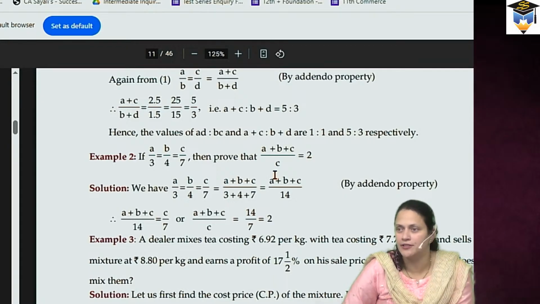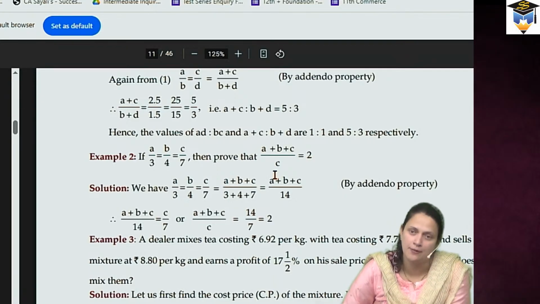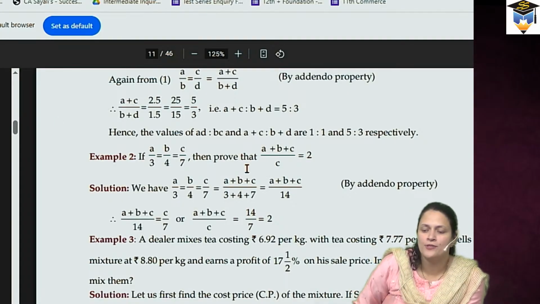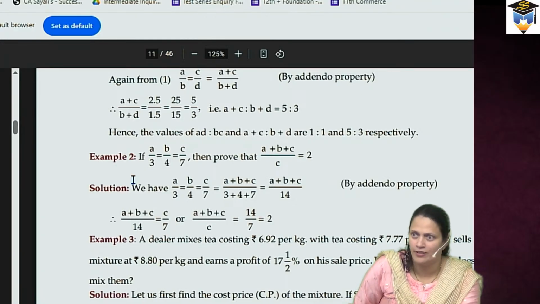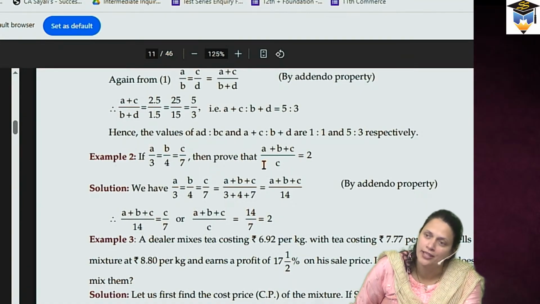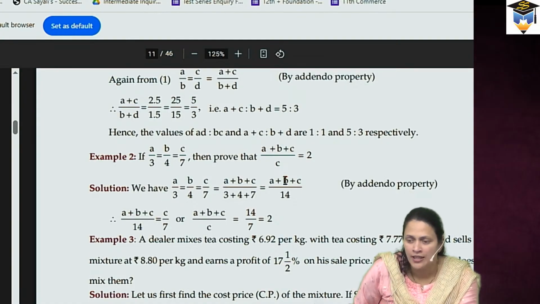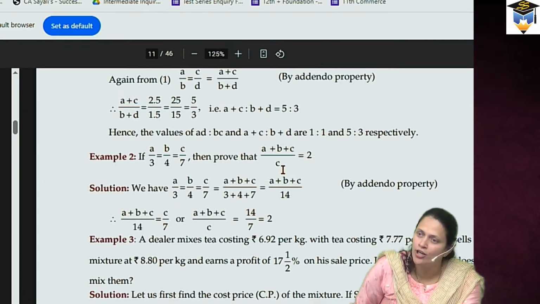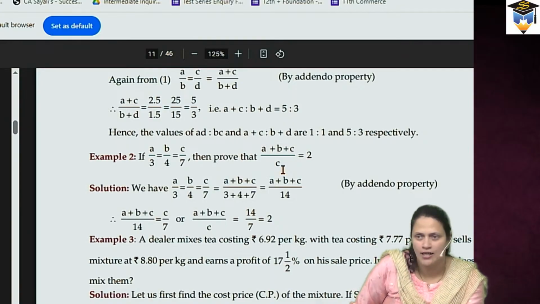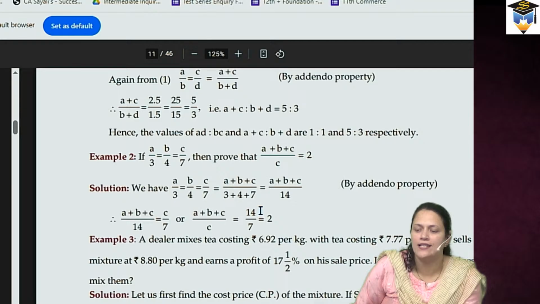So you have to understand the method. For that I am explaining each and every step. Now if you observe, A plus B plus C upon 14 is equal to C upon 7, because you can equate it to any one of the ratios when you use the property, correct? So they have equated it to C upon 7. Why? Because in the answer they want C in the denominator. If there was B in the denominator, then B; if there was A in the denominator, then A. Understood? So in this way they have found the answer 14 upon 7.